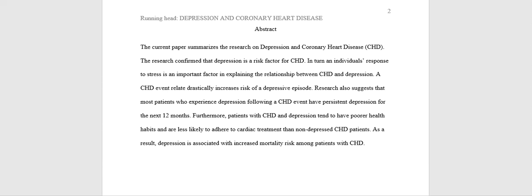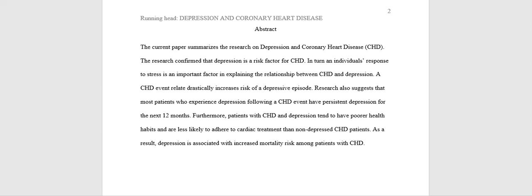So the current paper summarizes the research on depression and coronary heart disease. The research confirmed that depression is a risk factor for coronary heart disease. So depression is a risk to get heart disease. And an individual's response to stress is an important factor in explaining the relationship between heart disease and depression. A heart disease event drastically increases risk of a depressive episode, and research also suggests that most patients who experience depression following a heart disease event have persistent depression for the next month.